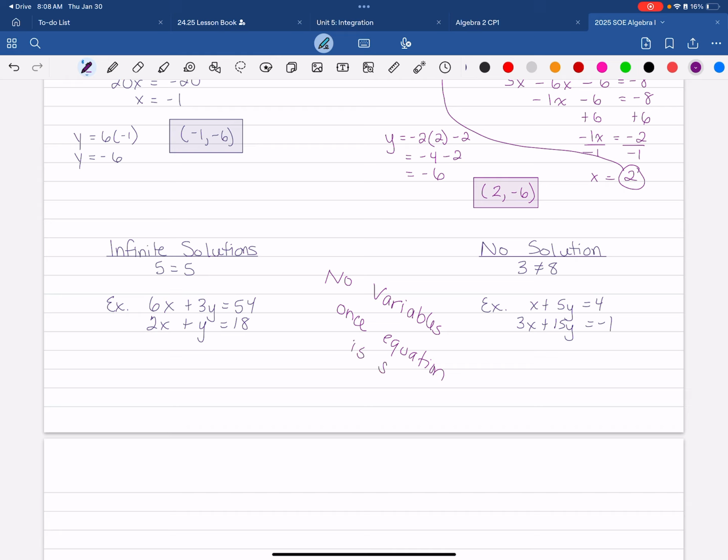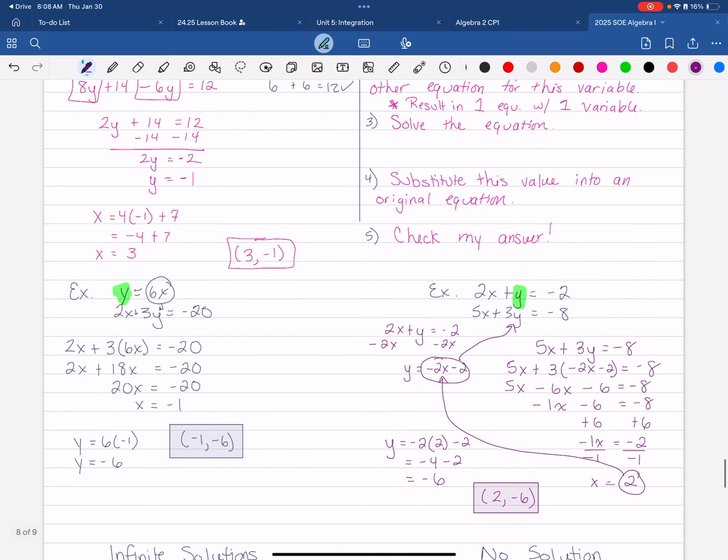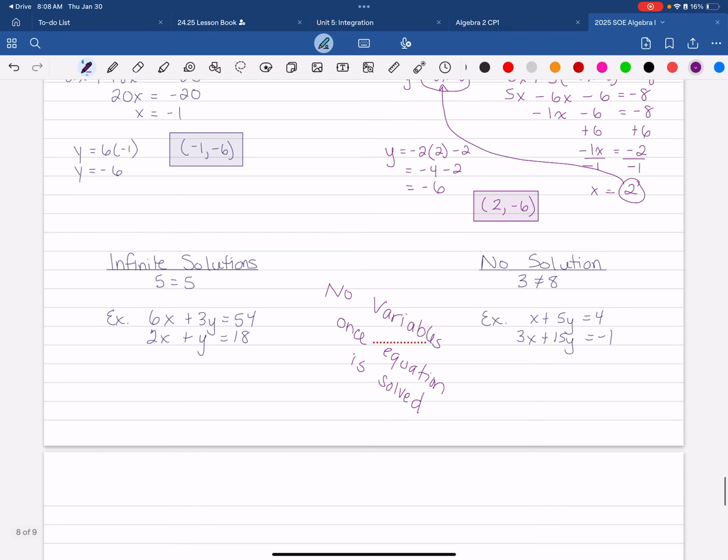So go ahead and solve both of those to show that the one on the left is infinite solutions and the one on the right is no solution. All right, guys, you're going to go ahead and work through your homework assignment. In your homework assignment, you're graphing on one side, and then you're doing the exact same problem but using the substitution method on the other side. And then that way you can kind of check your answer with the graphing method.